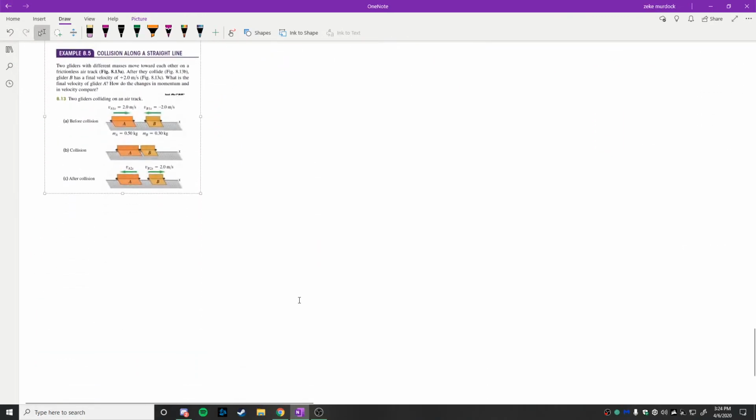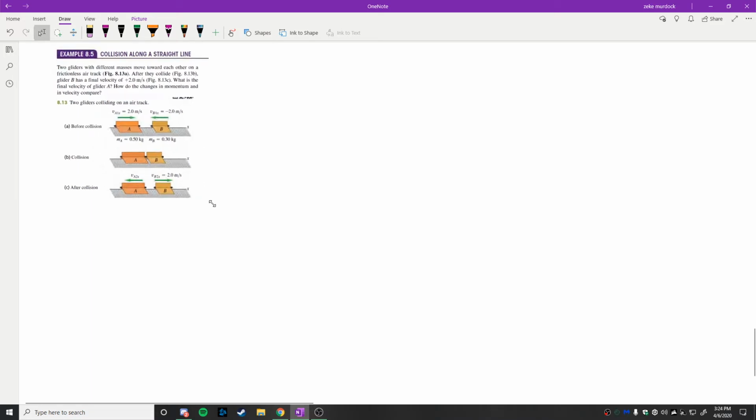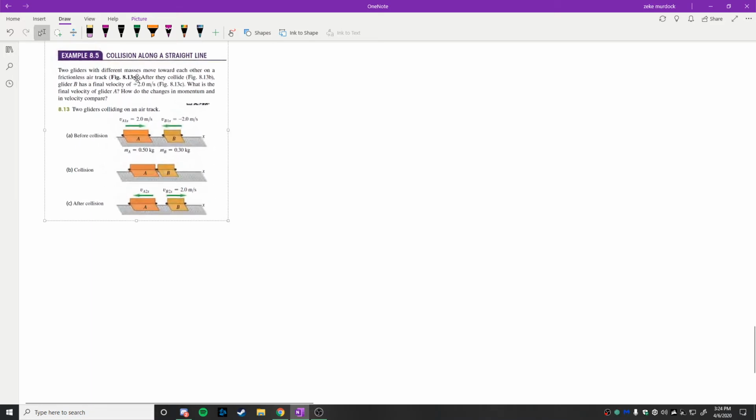All right, so let's look at a one-dimensional collision. This is about as simple as these kinds of things can get. So we have two gliders with different masses moving toward each other on a frictionless air track. After they collide, glider B has a final velocity of positive 2 meters per second. What is the final velocity of glider A? And then how do the changes in momentum and in velocity compare? Okay, so you've got all the information right here.